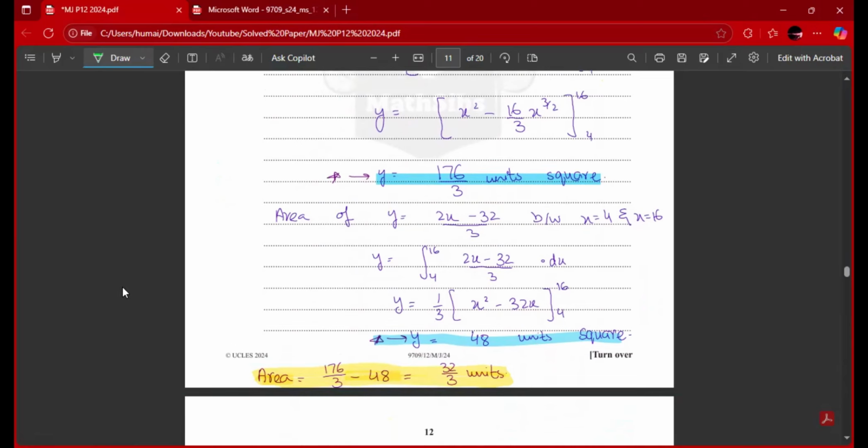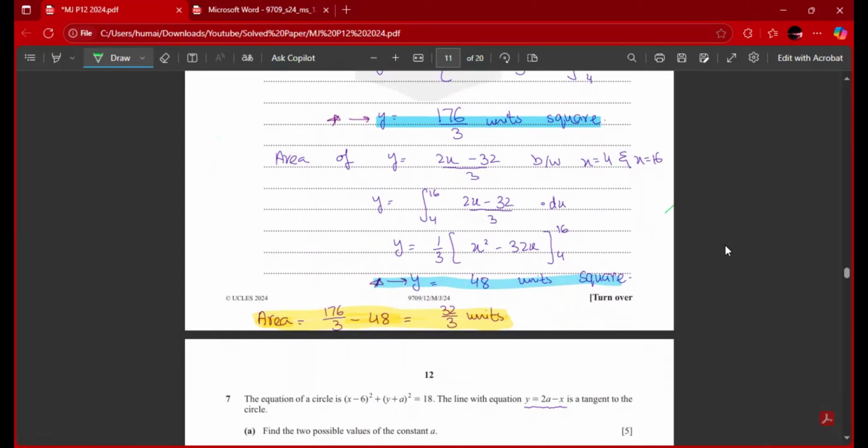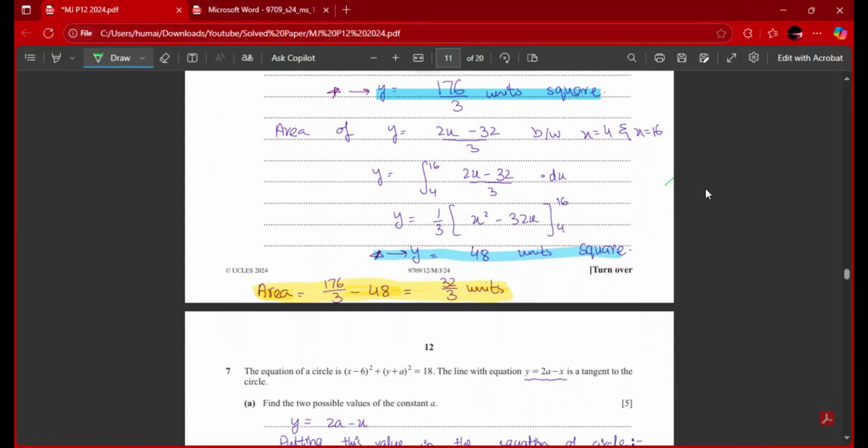We still need to find the area under the line. So we get the line and solve it. I took 1/3 common because it's a constant, and for integration of constants, we can just keep it at the side. So taking 1 over 3 common, we are left with 2x minus 32. For 2x, we integrate to x squared, and the 32 becomes minus 32x. Simple.